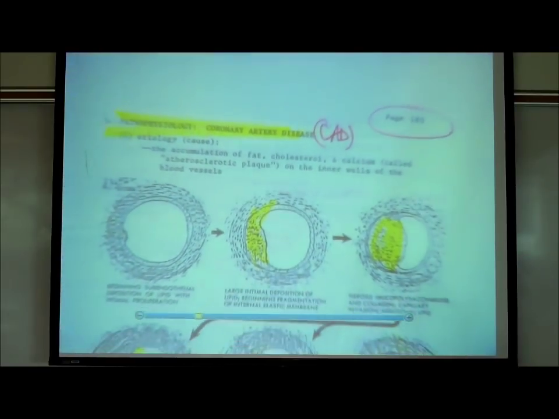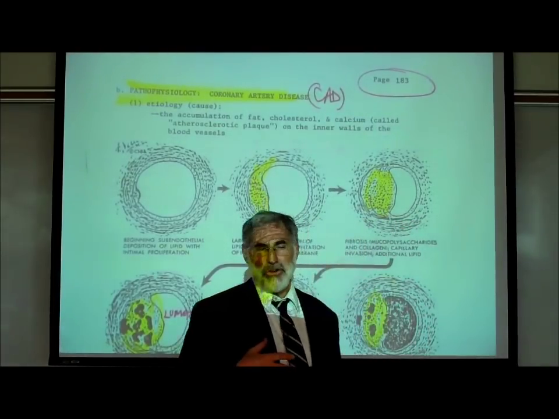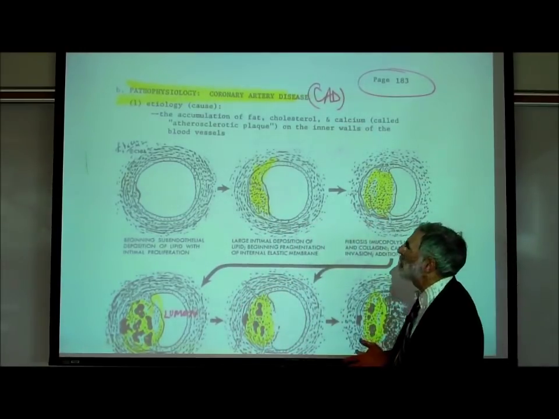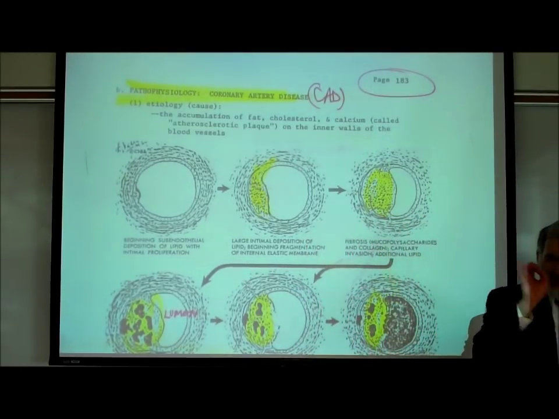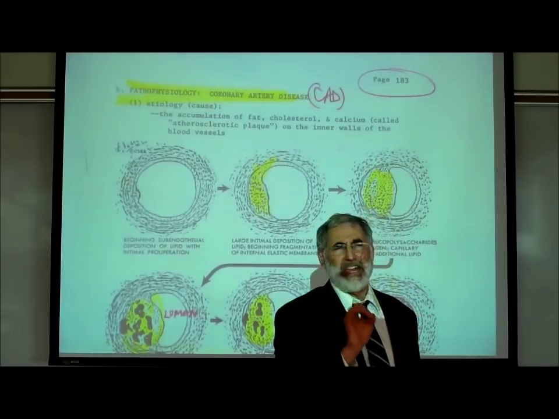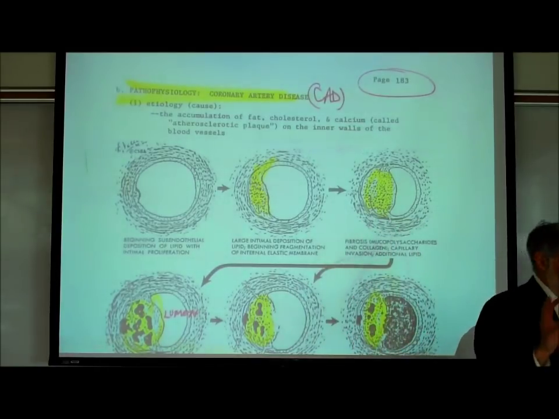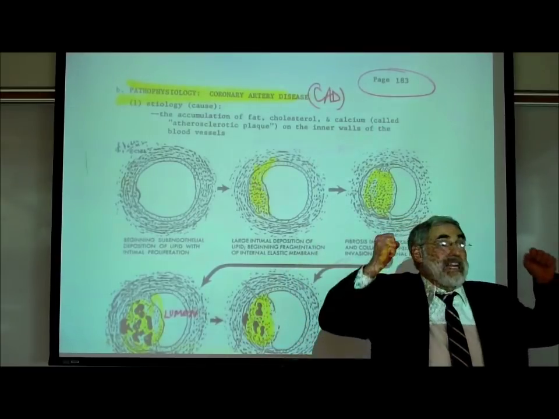This problem is known on the next page, on 183, as coronary artery disease, or CAD. Now, coronary artery disease is the accumulation of crud, mostly cholesterol and fat and calcium, on the inner walls of the coronary arteries. Now, this problem doesn't just develop in the coronary arteries. As I pointed out previously, this buildup of fatty plaque on the inner walls of our arteries occurs on all arteries of the body. But the consequences are not as dire.